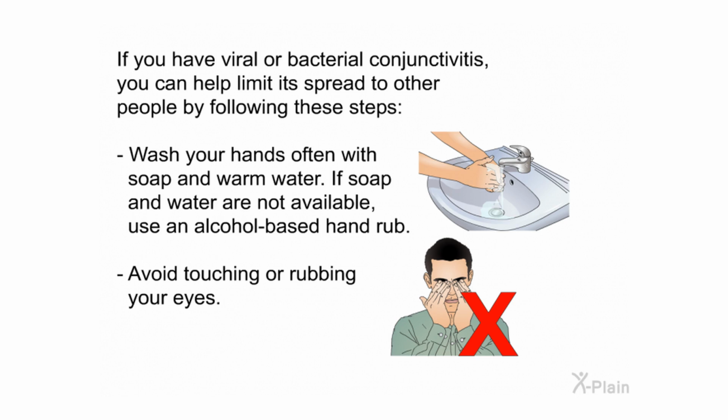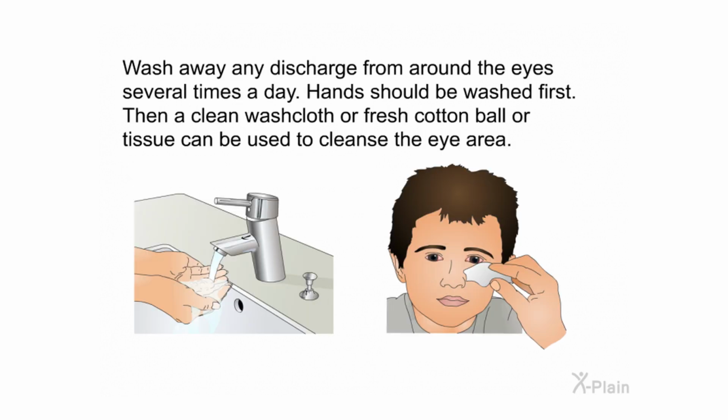If you have viral or bacterial conjunctivitis, you can help limit its spread to other people by following these steps. Wash your hands often with soap and warm water. If soap and water are not available, use an alcohol-based hand rub. Avoid touching or rubbing your eyes. Wash away any discharge from around the eyes several times a day. Hands should be washed first. Then a clean washcloth or fresh cotton ball or tissue can be used to cleanse the eye area.